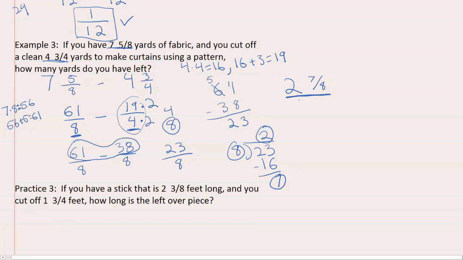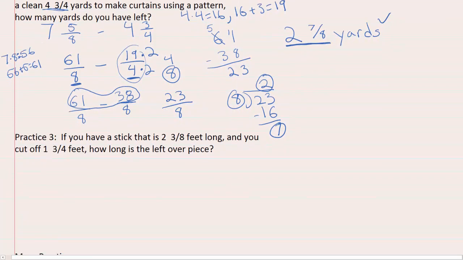So let's see if that kind of makes sense. If I have more than 7 yards and more than 4 yards, it would make sense that I'd be somewhere around 3 yards left over, and 2 and 7 eighths is definitely going to be close to 3, because the 7 eighths is just a sliver short of a whole. So I'm thinking this is a pretty logical answer. Okay, there we go. Excellent.